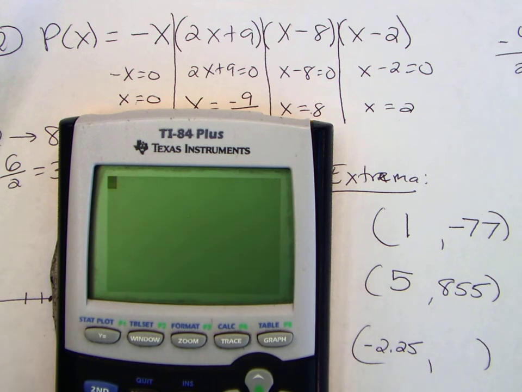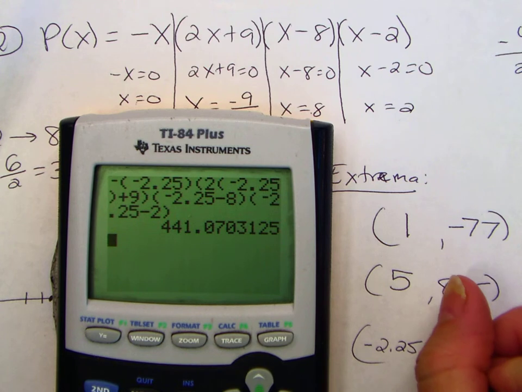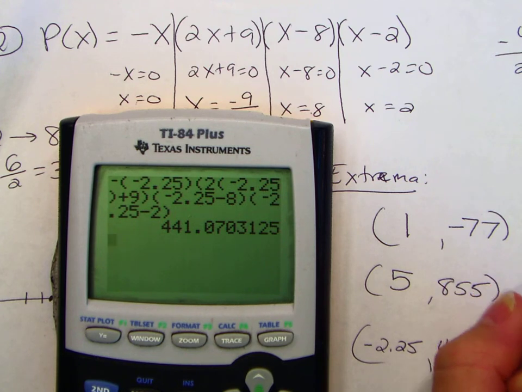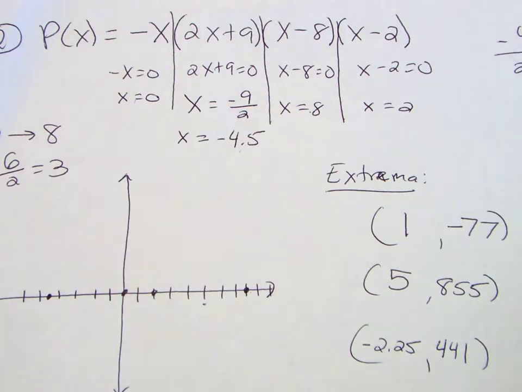Now, negative 2.25, that's going to be kind of hard. So negative. Now, be careful here because you have a double negative. So notice I put negative x. 2 times negative 2.25 plus 9. Negative 2.25 minus 8. Negative 2.25 minus 2. And I got 441. Okay, so those are my answers. All right, now, those are my extrema points.